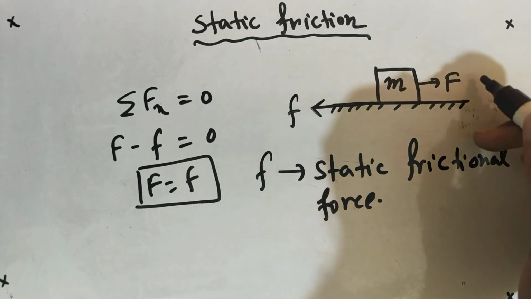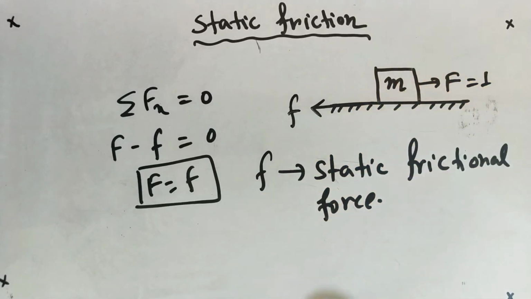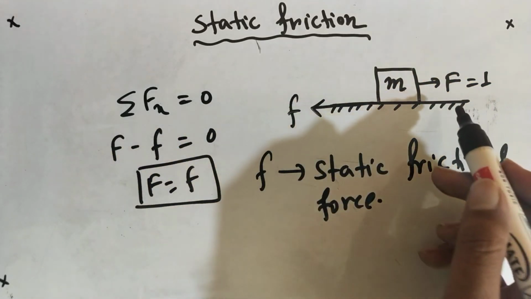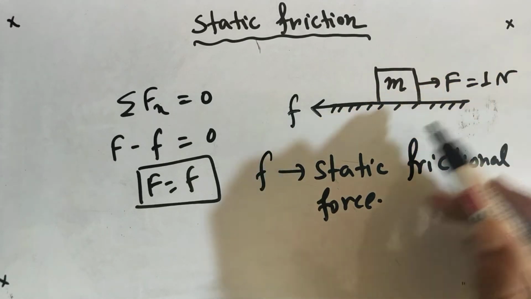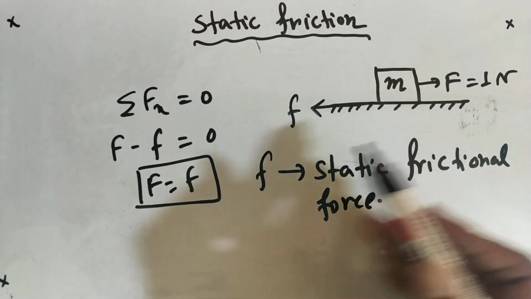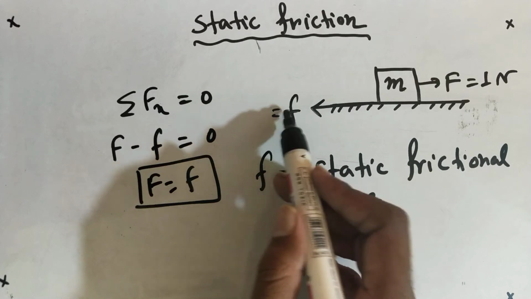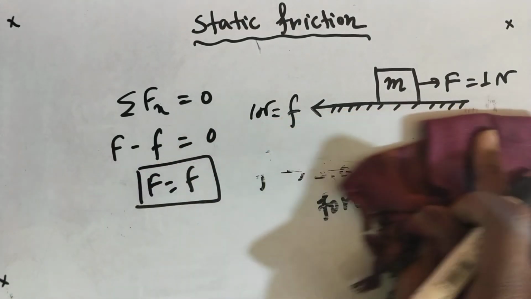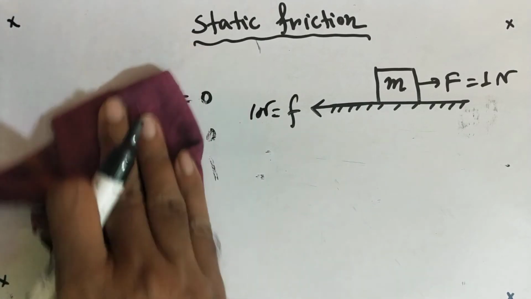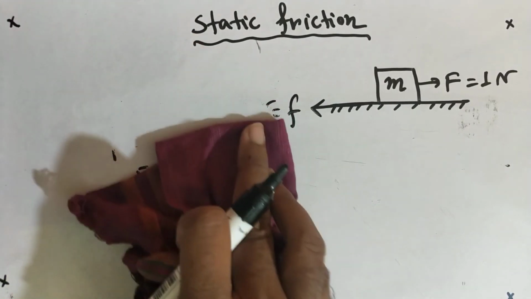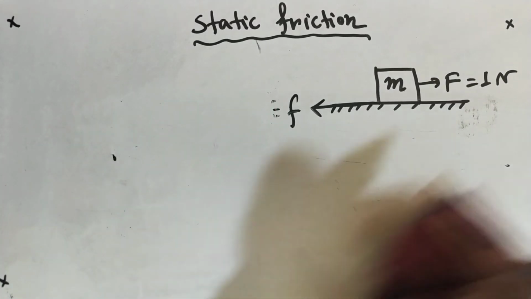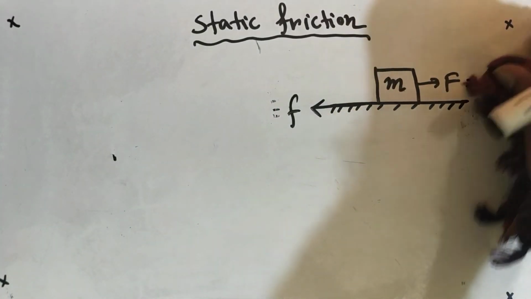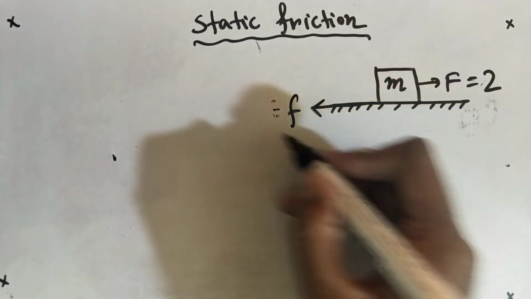Now if you give a little bit more force, suppose this is 1 Newton. If you give 1 Newton force to this mass m, and the body does not move, then you can easily say that the frictional force that will arise will also be 1 Newton. Now if you apply more and more force, what will happen? If you give 2 Newton force, then this will also be 2 Newton.